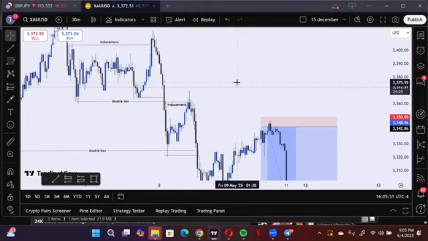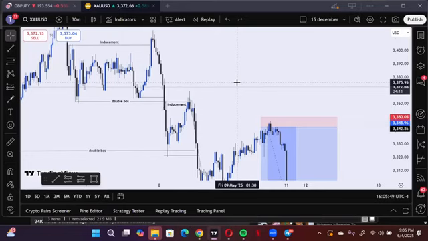Now, first of all, the order block is a zone in the market where there are a lot of institutional orders. Those institutions and the banks that trade with those huge capitals, the zones where they put their buy and sell limit orders, that is what your order block is.